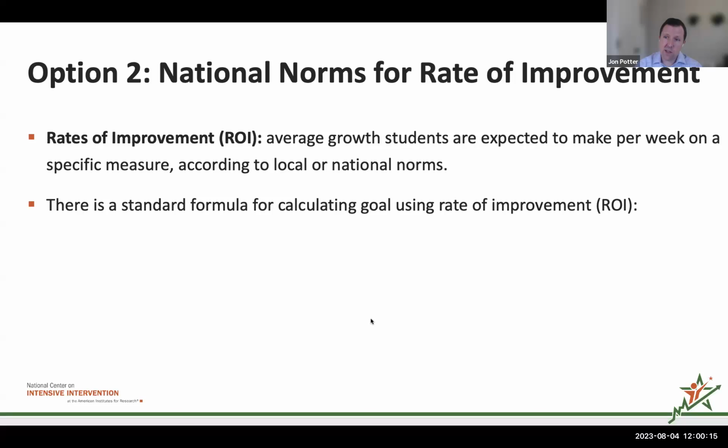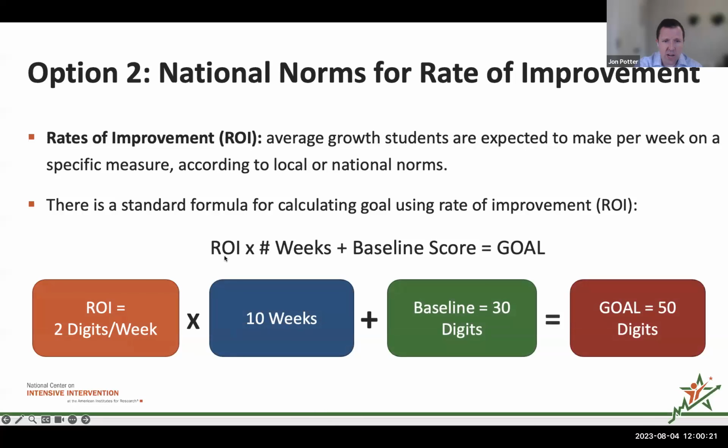There's a formula for calculating this, so a little bit of math is involved. But the idea is you take that rate of improvement and multiply it by the number of weeks that you're setting the goal for. You then add where they're starting, their baseline score, and that gives you the goal.